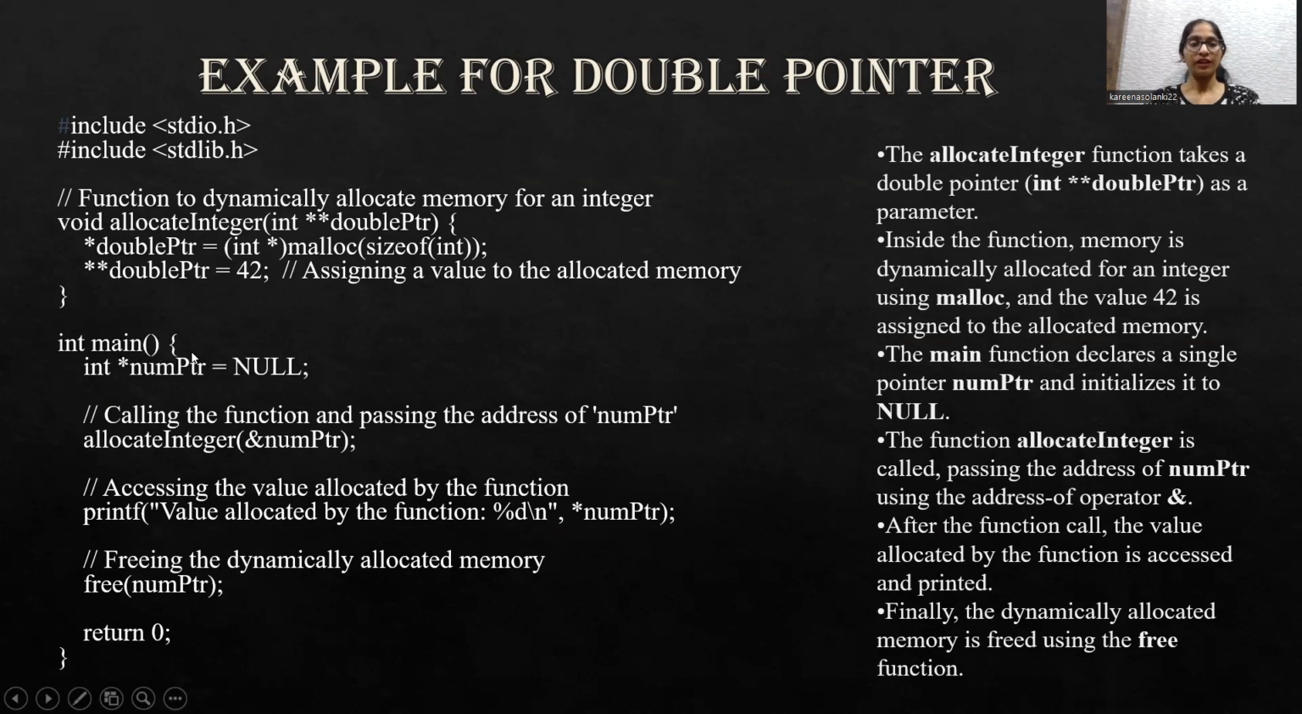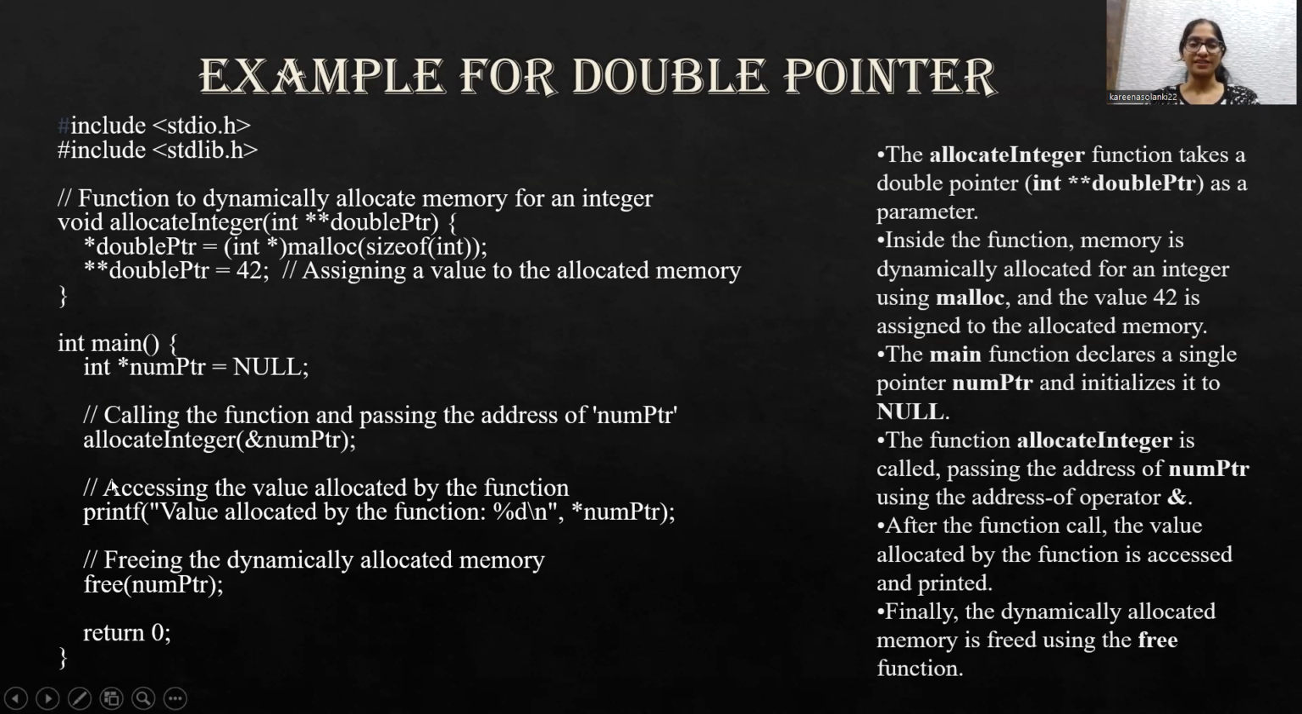initializes it to NULL. So in this code, int *numptr = NULL. The next thing is calling the function and passing the address of numptr, which is allocateInteger(&numptr). Here the function allocateInteger is called, passing the address of numptr using the address-of operator ampersand.